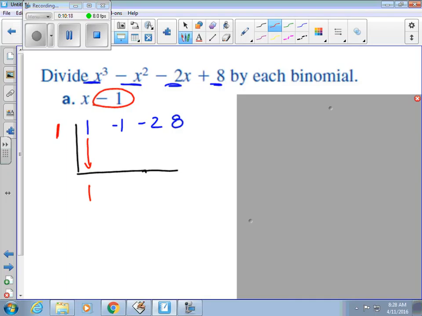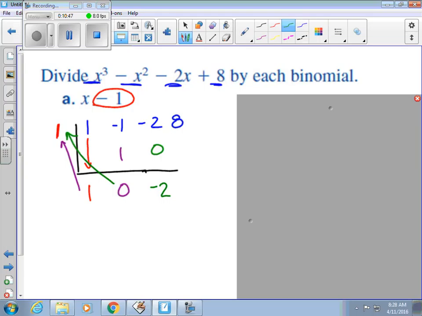Then you multiply that number. You go back to this one every time. 1 times 1, we combine it right there. If we combine the two that are stacked on top of each other now, negative 1 and 1, we get 0. Then we go back again. We're going to keep going back. 0 times 1, we get 0 right there. If we combine negative 2 and 0, we get negative 2.